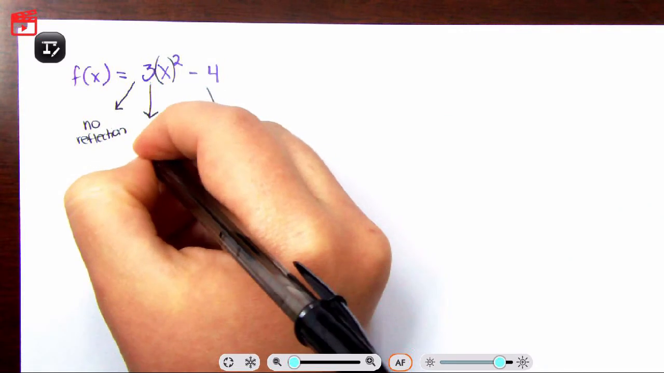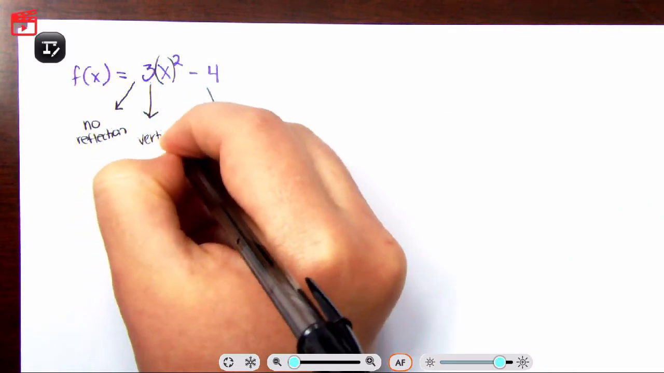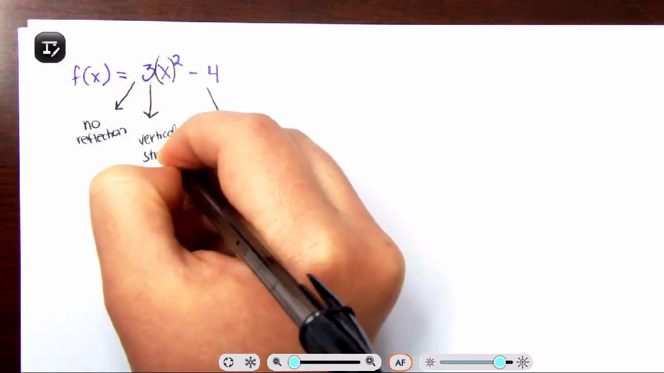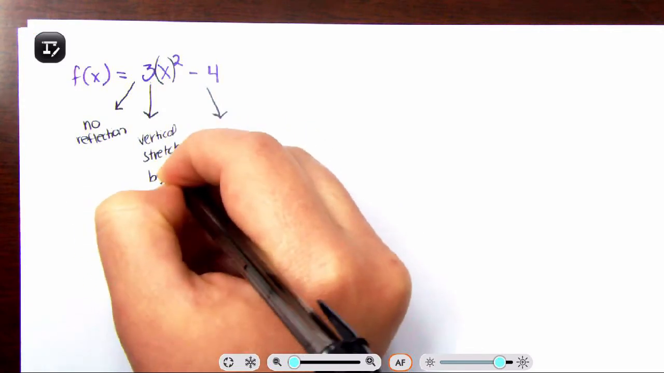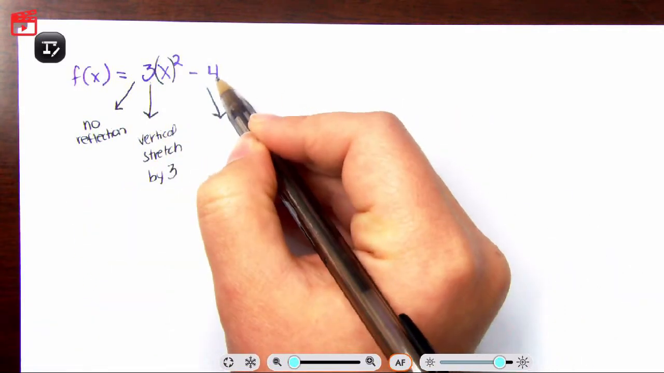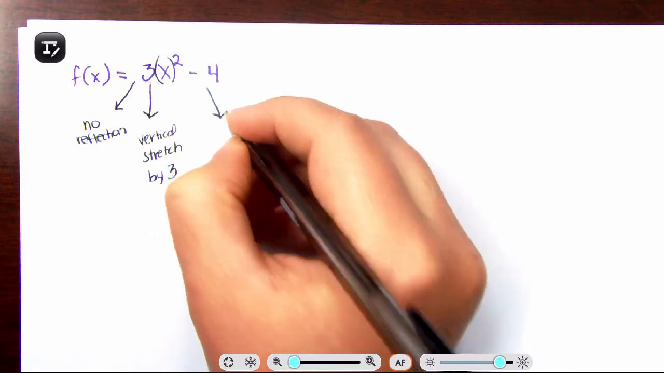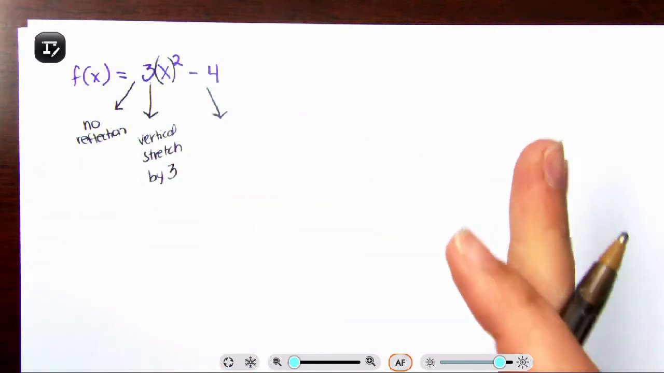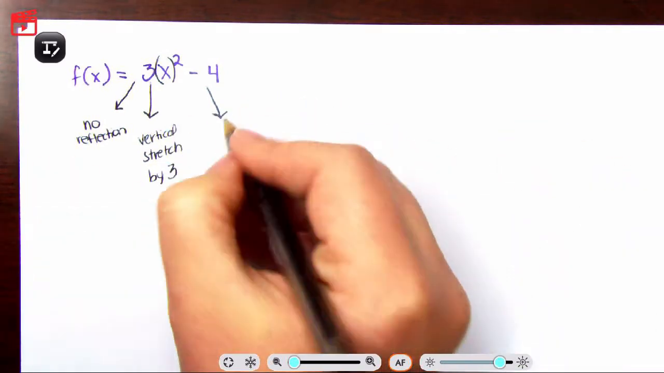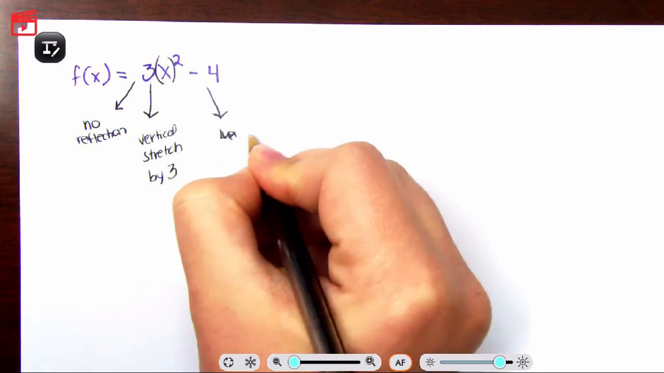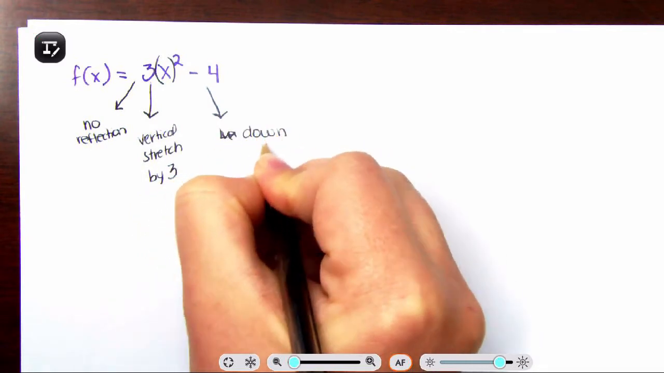So you're going to vertically stretch by 3, by a factor of 3. Then you're going to say you have a negative 4. Again, it's outside the bubble. Outside the bubble is always vertical, and it's always what it looks like. This is down 4.